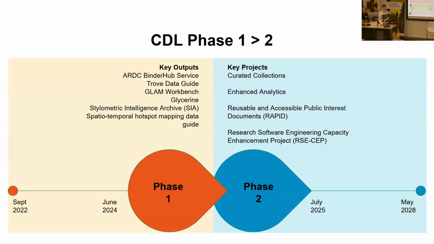So what's in CDL phase two? Phase two brings together groups of researchers from across Australian institutions. So research software engineers and researchers to build tools and guides to support researchers with common workflows and to increase their ability to work with openly available data sets.